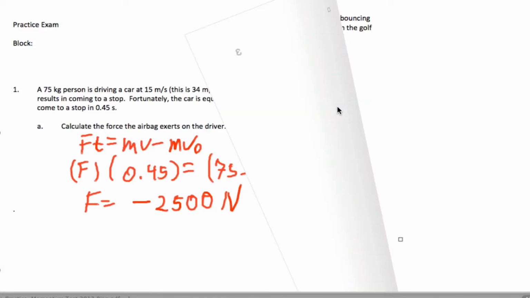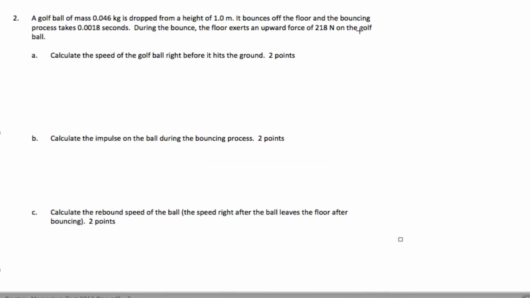All right, so problem number 2, we have a golf ball drop from a height. Now, on a lot of these problems, we actually don't calculate the speed by using any kind of dynamics equation. Instead, we're going to use kinematics, and in this case, since we don't have time, I will use the following equation.